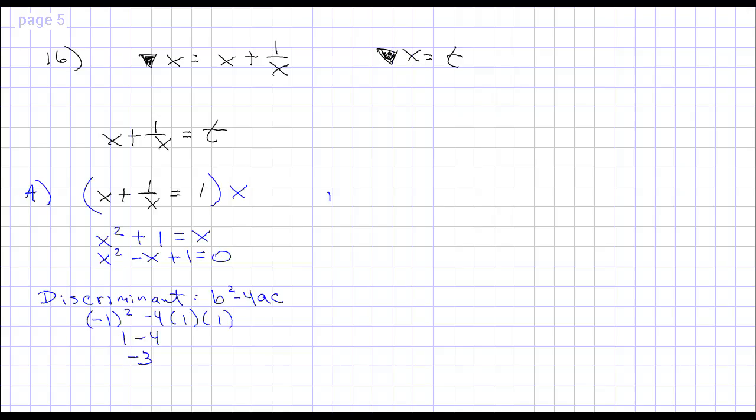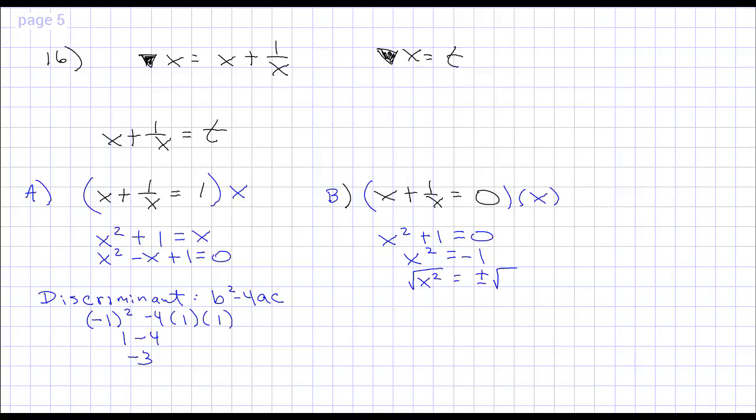Okay, so if I were to let x plus 1 over x equal 0, and then multiply everything by x again, I would get x squared plus 1 equals 0. Now in this case I could just subtract the 1 to the other side, but if I try to square root both sides, I have to say plus or minus square root of a negative 1, but you can't square root a negative 1. That would be a complex number, which is not an integer. Okay, so B is out.